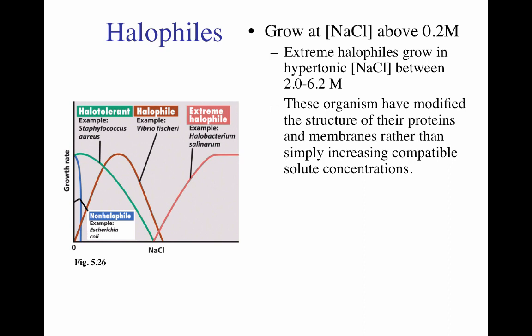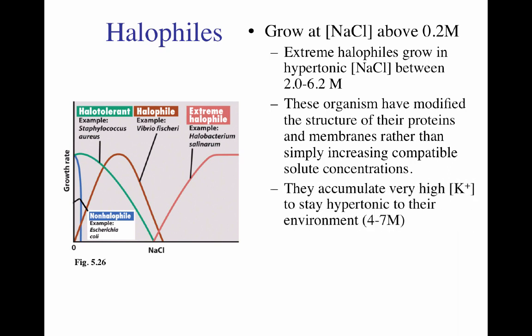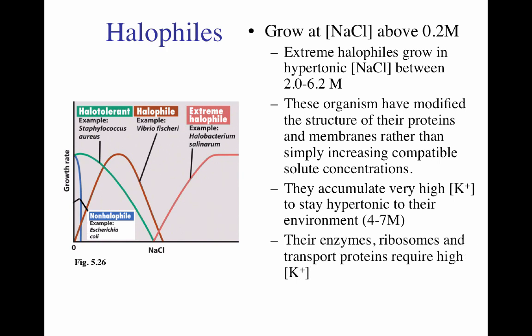So these extreme halophiles have modified the structure of their proteins and membranes, rather than simply increasing the compatible solute concentrations. And again, they require those really high sodium and chloride concentrations to make sure that their structures are stable. For example, they accumulate a very high amount of potassium inside so they can stay hypertonic as compared to their environment. So, a really high concentration of potassium.